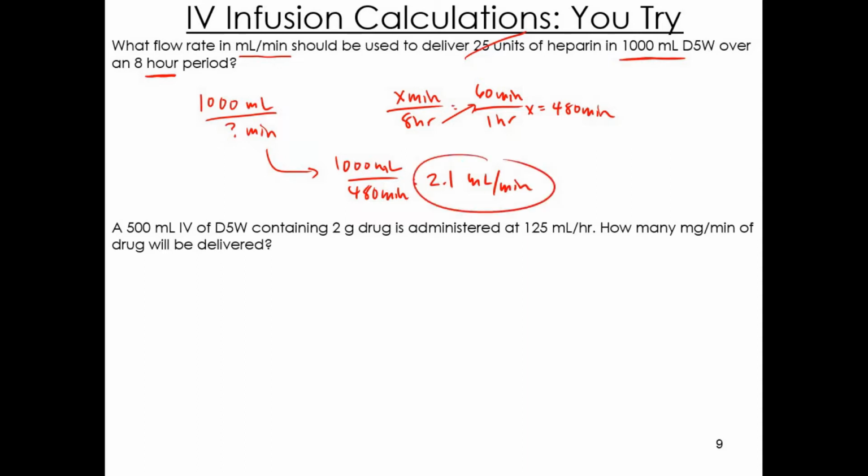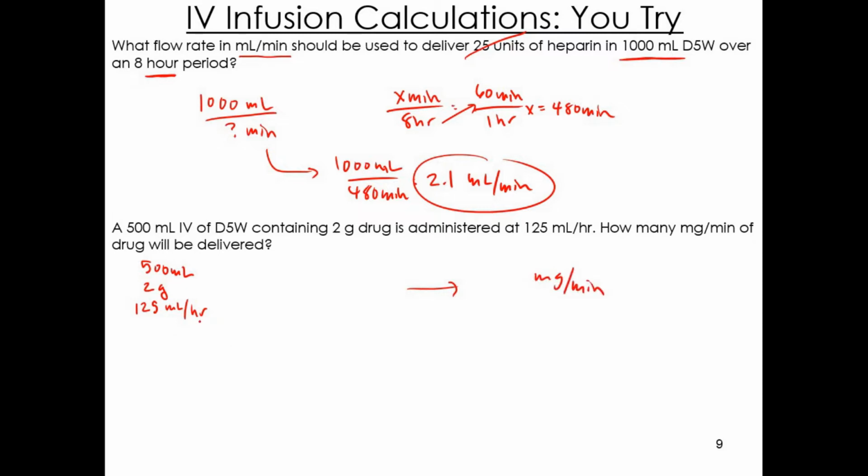Next question is a 500 ml IV of D5W containing 2 grams drug is administered at 125 mils per hour. How many mgs per minute of drug will be delivered? So we're looking for the delivery rate. Sometimes it's nice to just write out everything we've got. This is 500 mils total volume. We have 2 grams of drug. We have a flow rate of 125 mils per hour. We've got all that, and what we're looking for at the end is milligrams per minute.